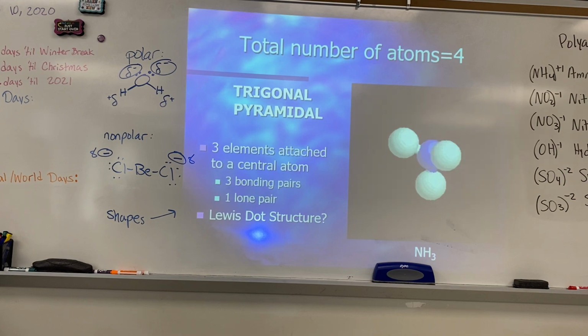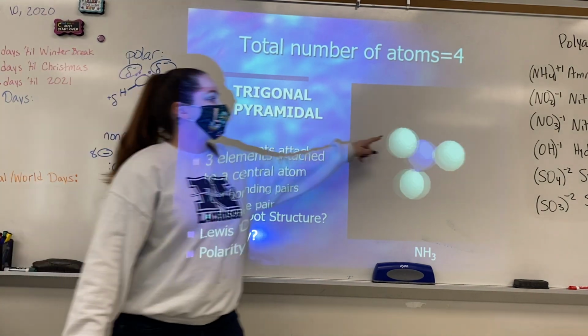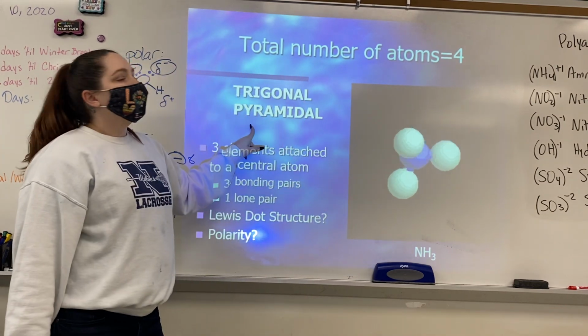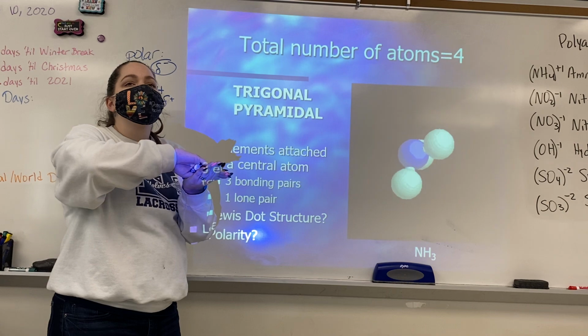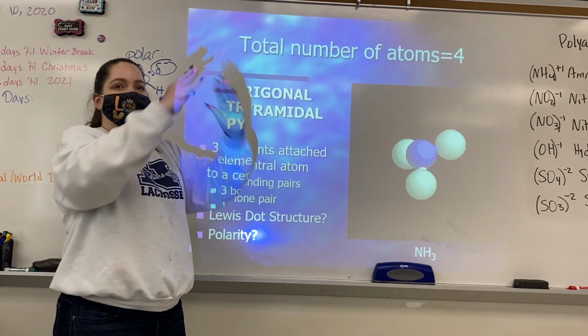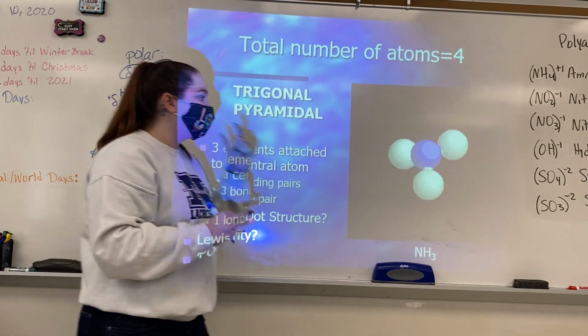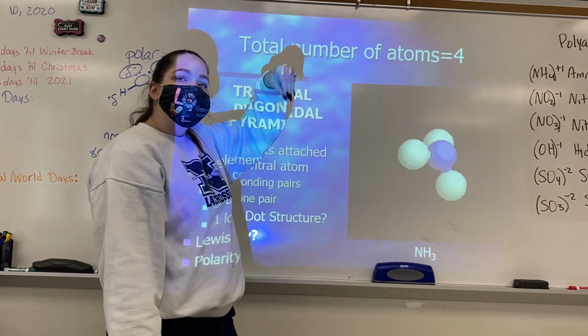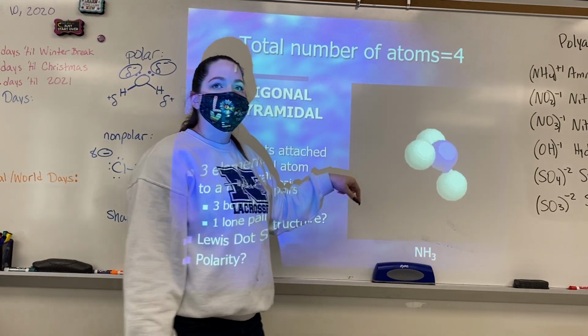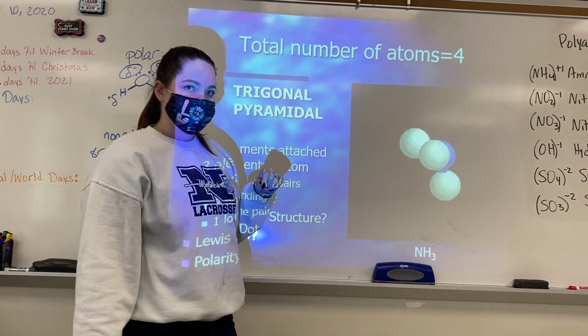And then trigonal pyramidal. Trigonal because you have 3 legs. Now it's pyramidal because it does not sit flat on a plane. Now it sits up like a pyramid. So if you notice, this central atom is a little bit higher than your 3 legs, so it looks more like a pyramid.